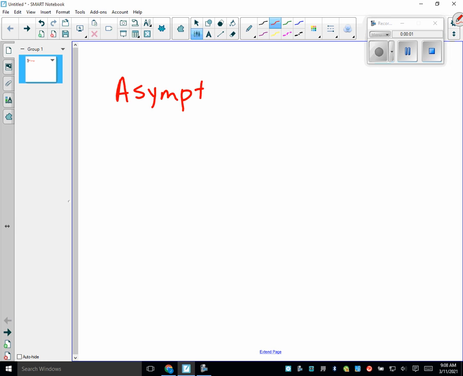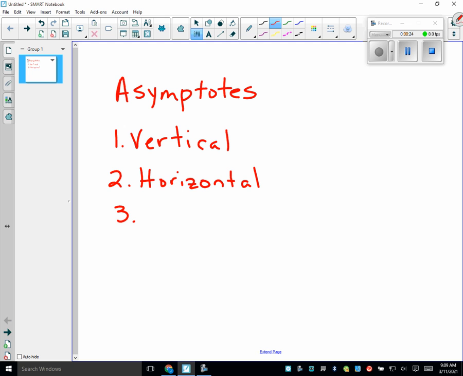Asymptotes. There are 3 kinds of asymptotes. Did you know that? I thought there were at least 2. Vertical is the first one. 2 is horizontal. 3 is slant asymptotes. That's 3 kinds.